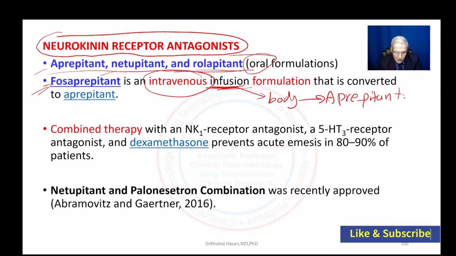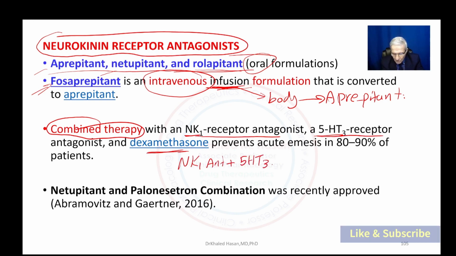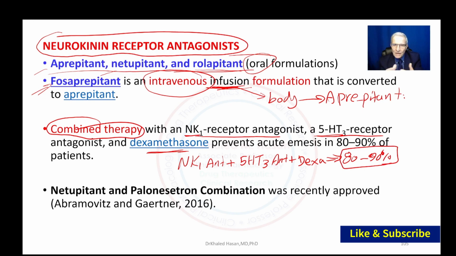What we have here is combination treatment for strong vomiting and nausea. We suggest using combination treatment, for example neurokinin receptor antagonist, serotonin receptor antagonist, and cortisone. So when you use this combination, neurokinin 1 antagonist plus 5-HT3 antagonist plus dexamethasone, they found this controls 80 to 90% of vomiting.